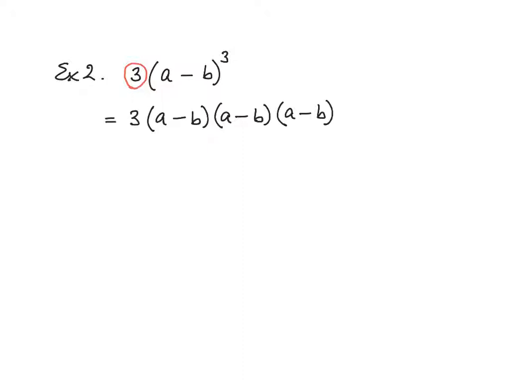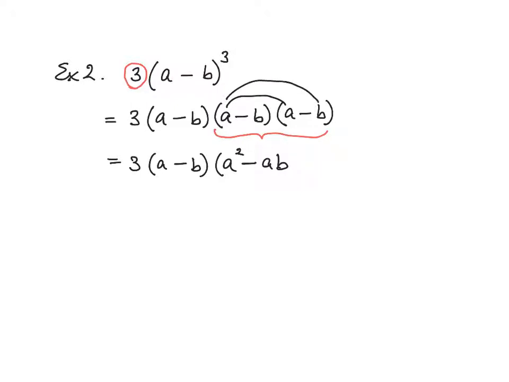What I'm going to do is expand brackets 2 and 3, just as I did in example 1. So I'm going to leave the multiplying 3 and the a minus b, the first bracket. I'll expand these two, so that's a squared minus ab. Now here's something interesting. This term here is minus ba, but minus ba is exactly the same as minus ab, so that's how I'm going to write it in the bracket here, minus ab. And the last term is minus b times minus b, and that gives me a plus b squared.